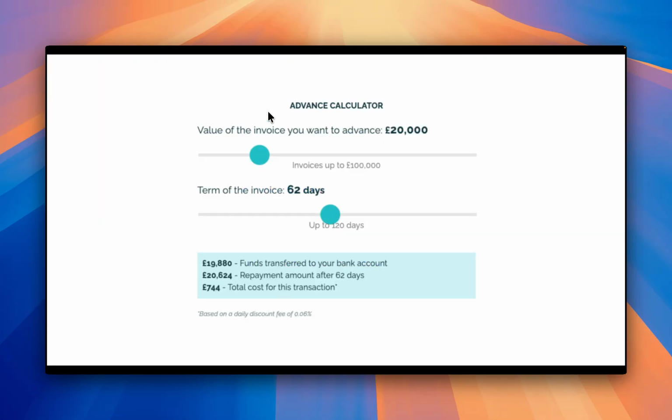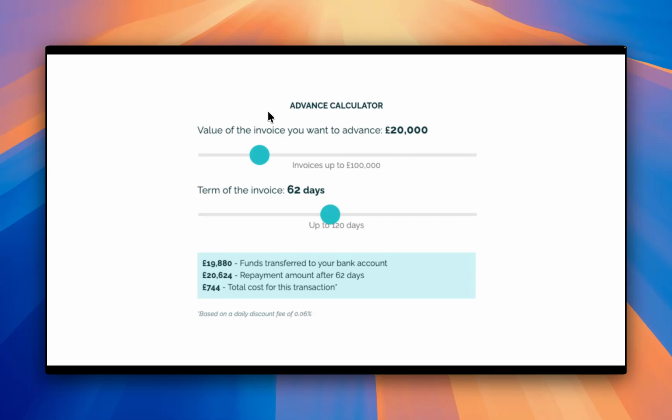So on screen here, I've got an example from our partner Triver where we are financing a £20,000 invoice. We're taking that across a period of 62 days. And really handily, we get the two figures that we need for Float at the bottom. We get the funds that will be transferred today, which is 19,880, and then the repayment after the 62 days, which is 20,624. Now, both of those take into account the fees that will be paid. So again, we do not have to forecast those separately.